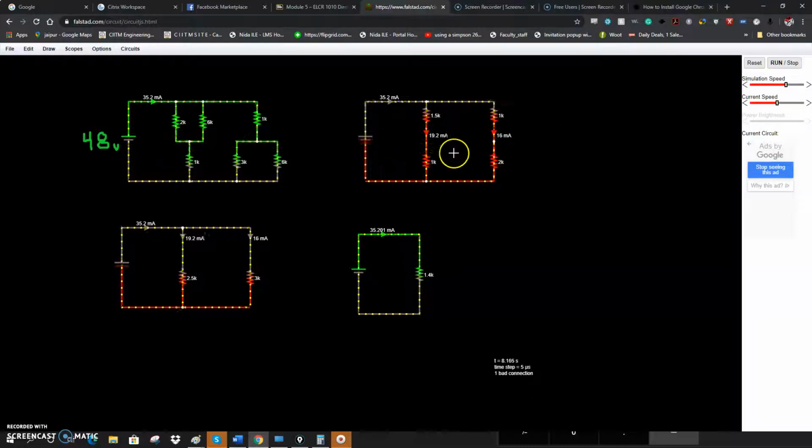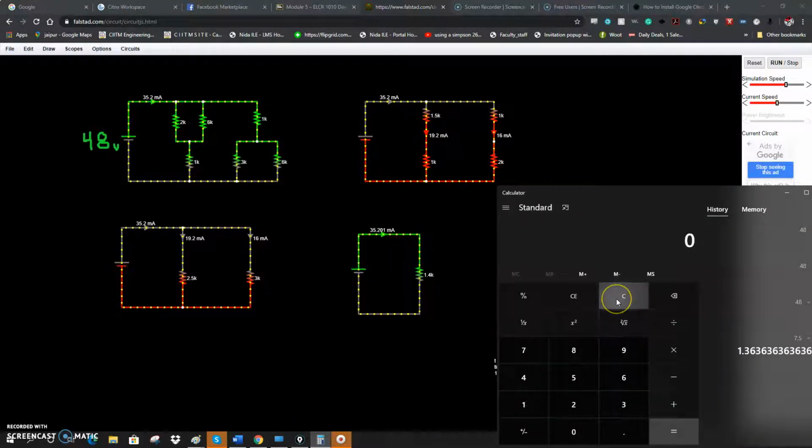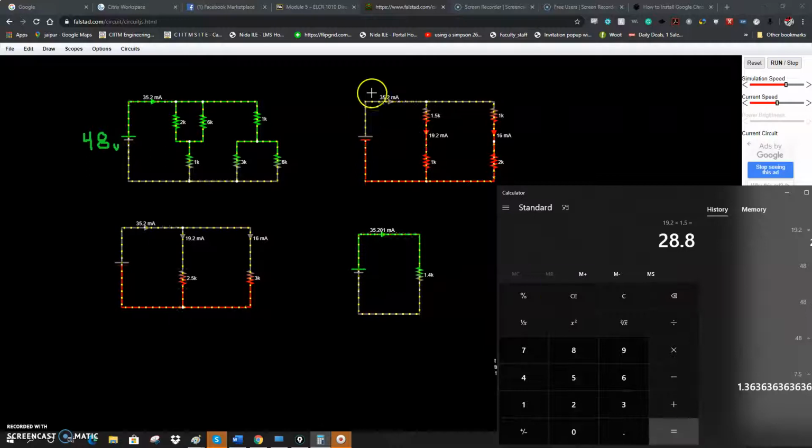19.2 and 6 milliamps. So now we've got how much current is going through this branch and how much is going through this branch. We can get the voltage drops of each of these. So I can come up here and say 19.2. Now that's in millis. Millis is 10 to the negative 3. K is 10 to the positive 3. So the good thing is they're going to offset each other. So I'm going to use base units. 1.5 equals 28.8 is how much this one is dropping.